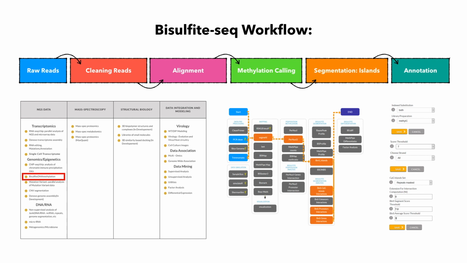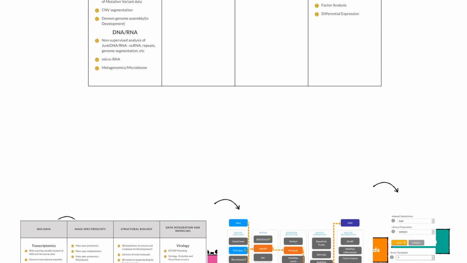Basic bisulfite workflow of data analysis includes the following steps: uploading raw genomic reads, cleaning these reads from adapters and PCR duplicates, aligning the reads to the reference genome, allowing mismatches according to the method used for library preparation, per position methylation calling, and finally identifying methylated islands and annotating these as known genes, promoters, CpG islands, or other regulatory genomic sequences.